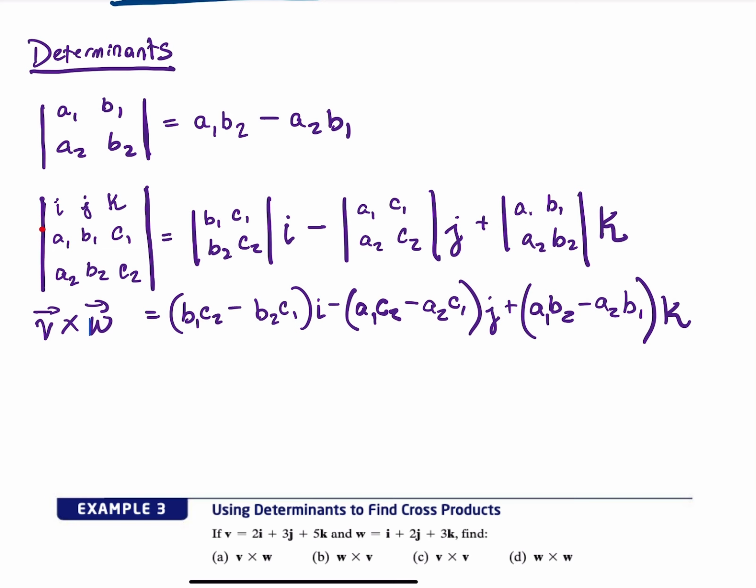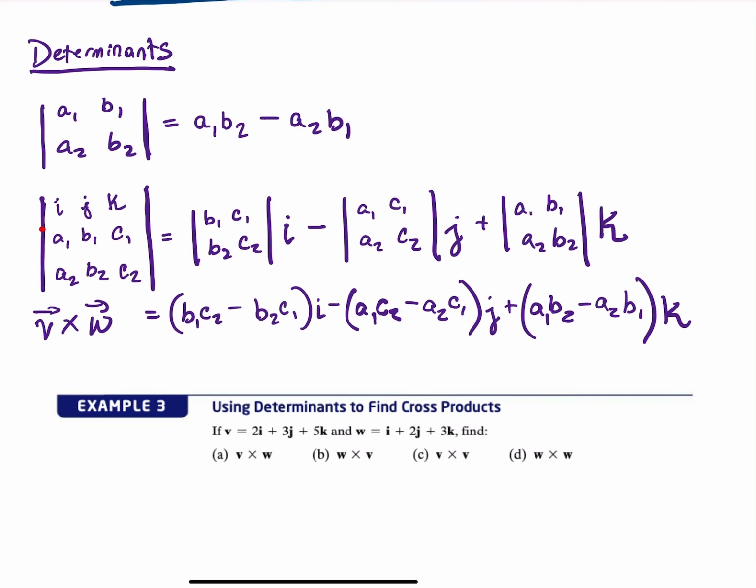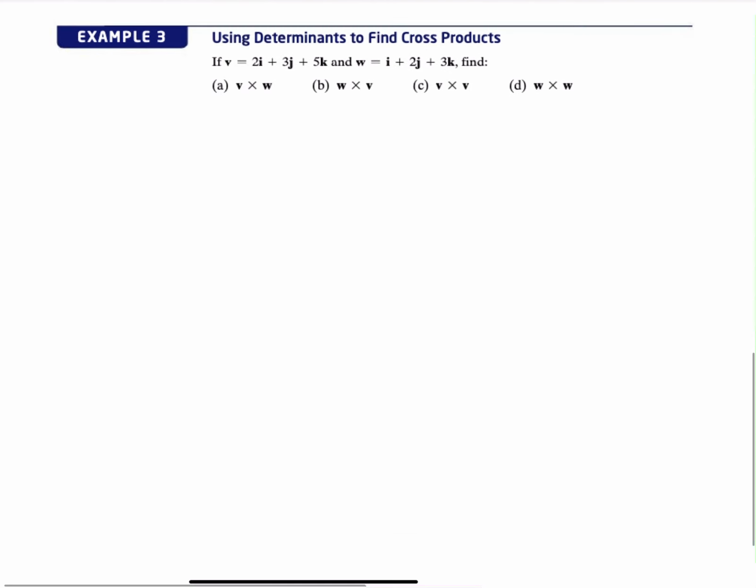So let's see some examples with some actual numbers that will help make this feel a bit more concrete. And when we're first using this, it takes a little bit to get used to it, but you should be able to pick up on the pattern after a few rounds of going through this cross product. So let's look at example 3. They give us two vectors and a few cross products to find. So I'm going to write out the two vectors in component form. They say that v is 2i plus 3j plus 5k, and w is 1i plus 2j plus 3k.